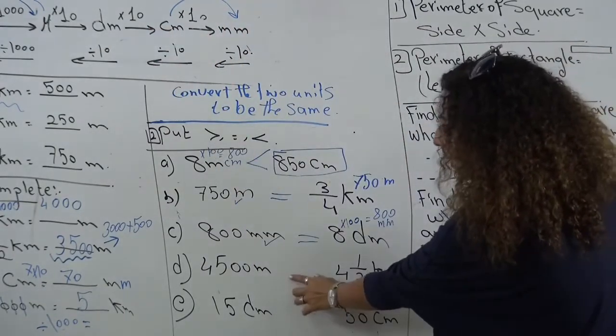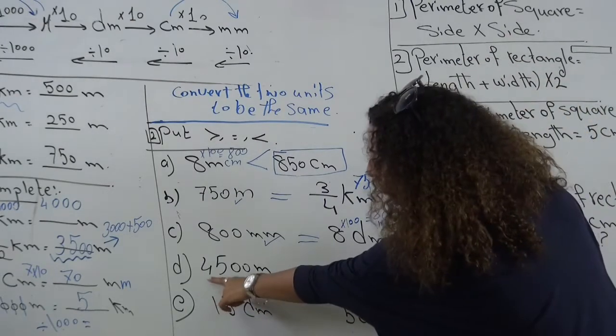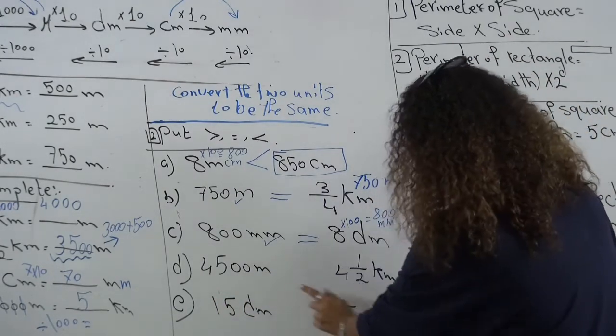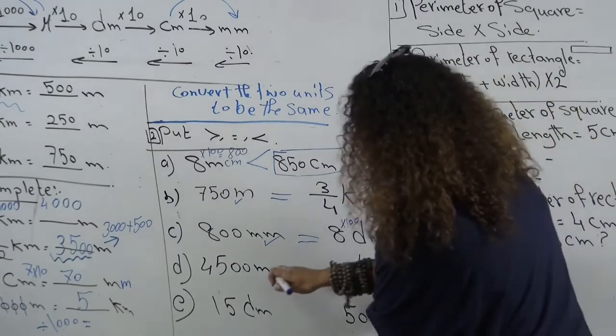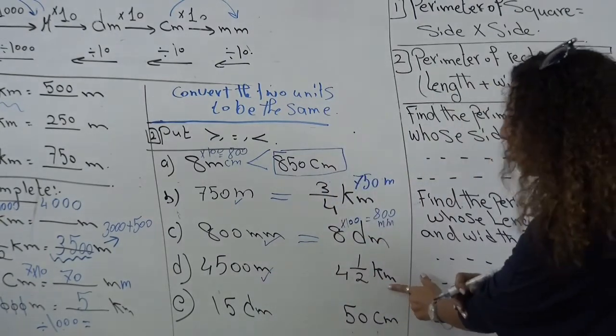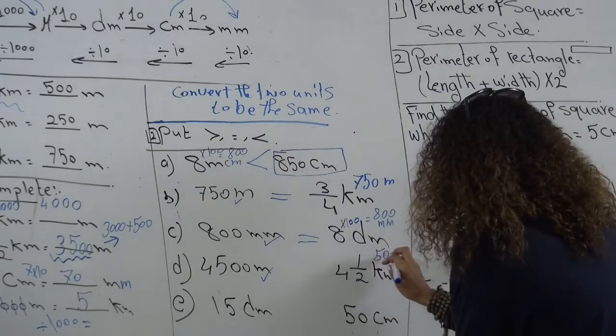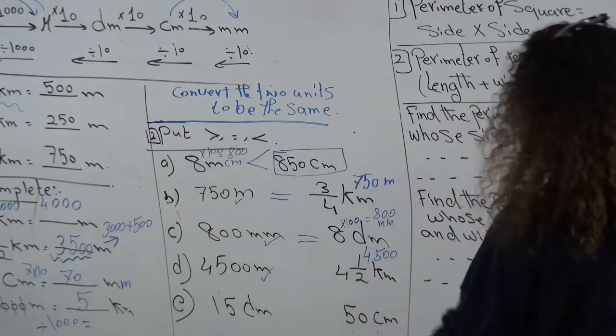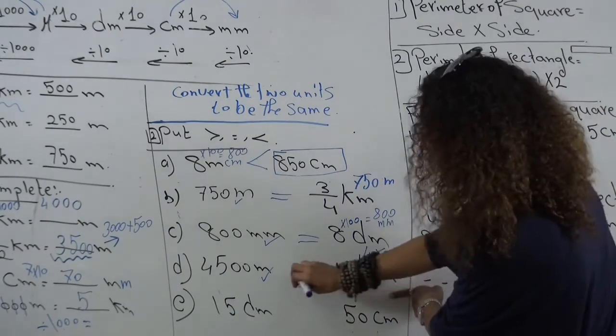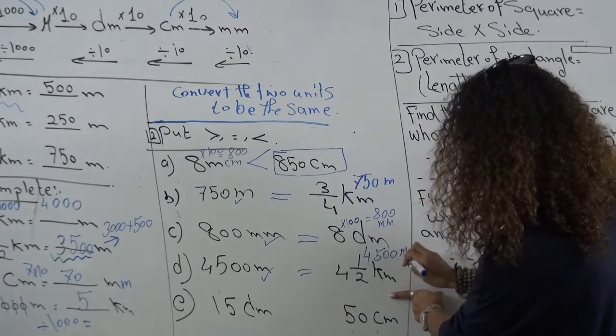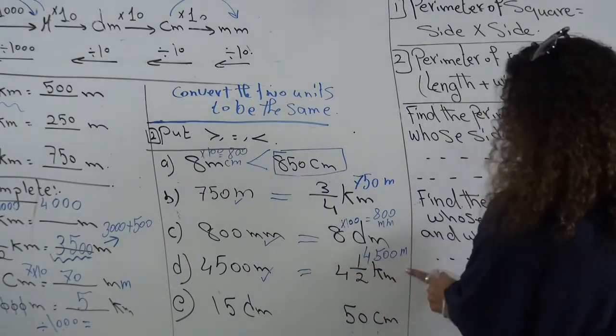Okay, letter D, 4,500 meter and 4.5 kilometers. So keep the meter as it is, and change this. Half, it will be 500 and then put 4. So also they are equal, and I'm going to put meter here to be the same.